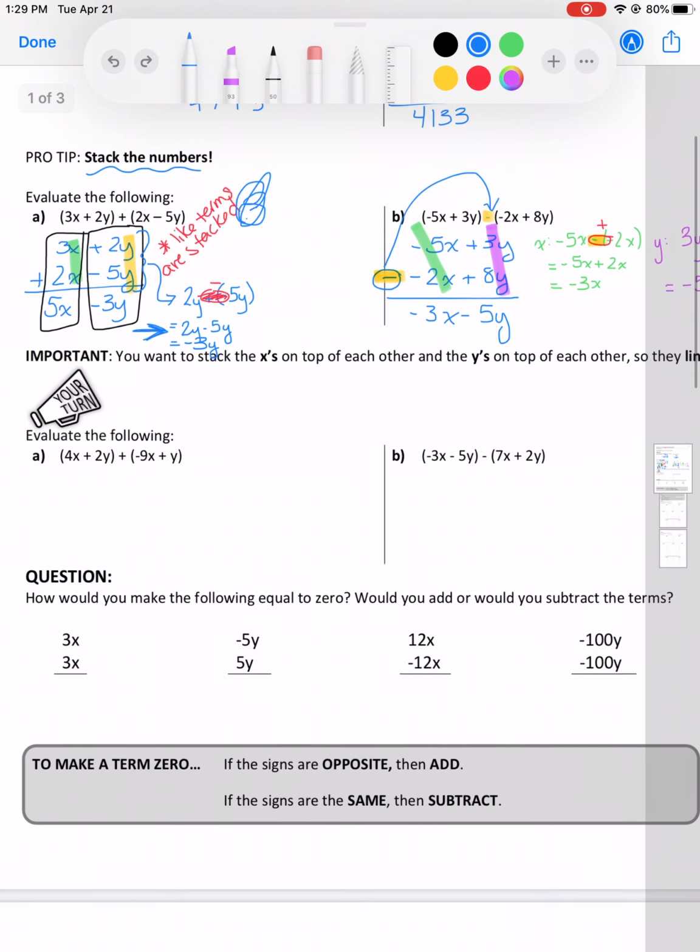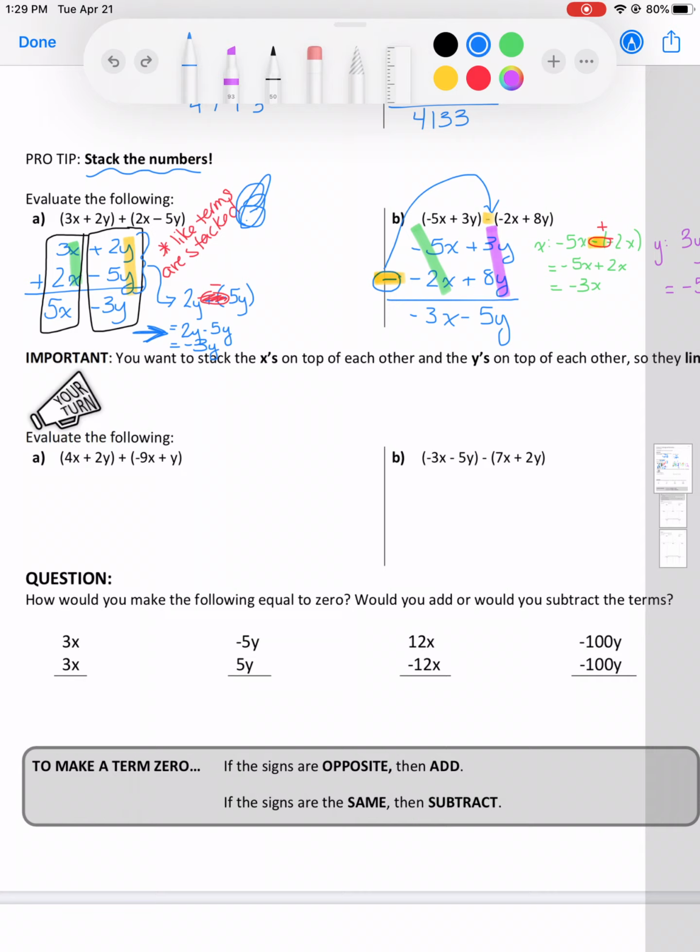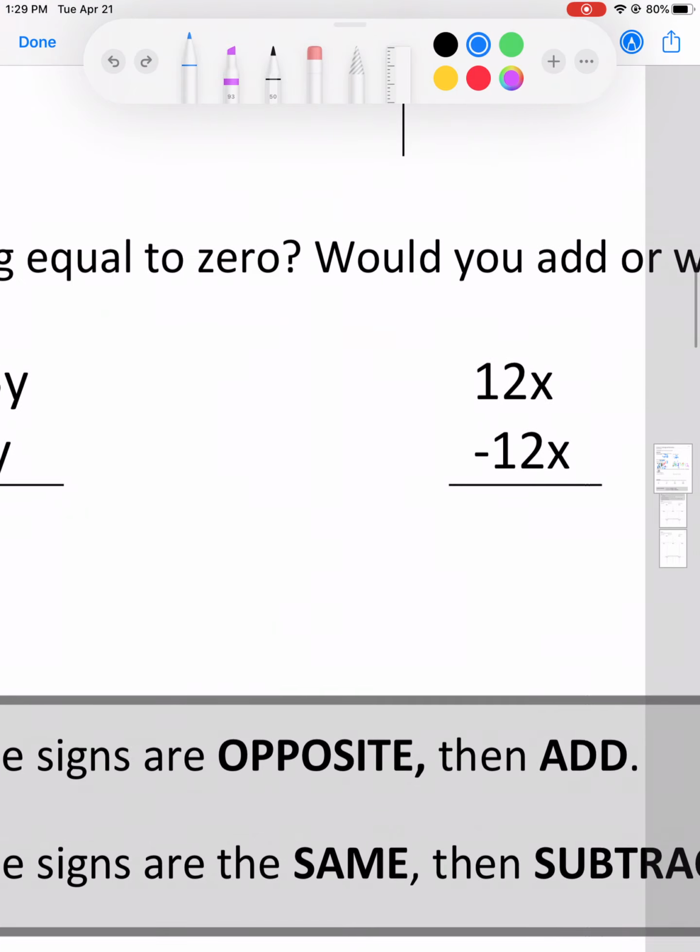To make a term 0, if the signs are opposite, then we add. What on earth does that mean? So if the signs are positive, negative, or negative, positive, then we add. If the signs are the same, so negative, negative, or positive, positive, then we subtract.